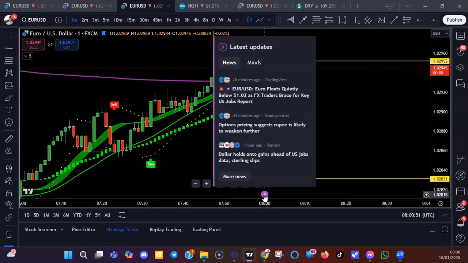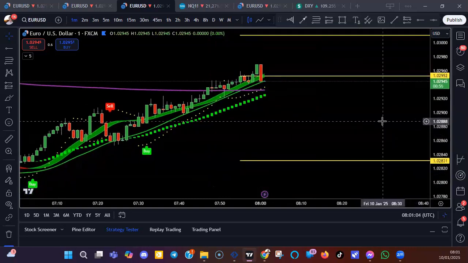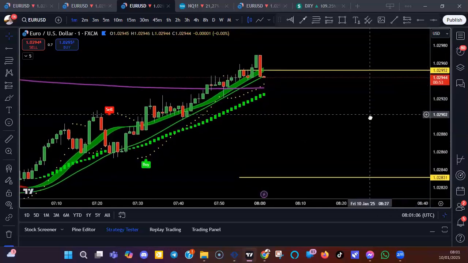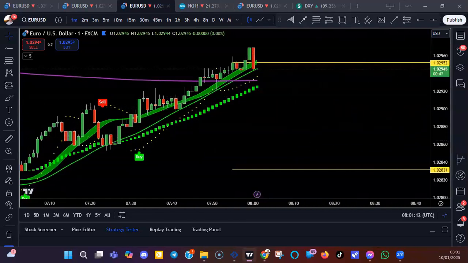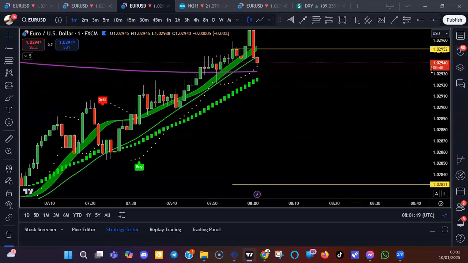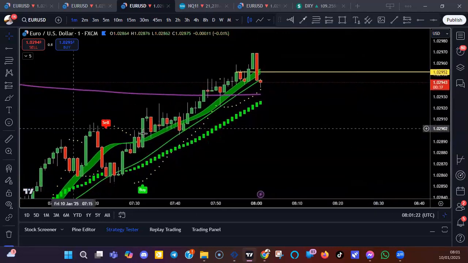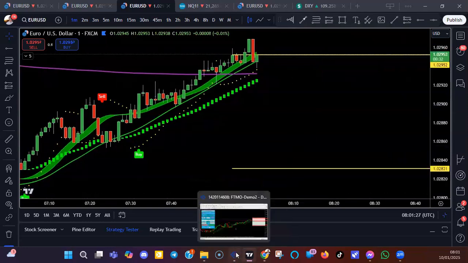What did it say? EURUSD floats quietly below 1.03 as Forex traders brace for key US job report. That'll be at 1:30. So I'm maybe anticipating not a lot of movement until they know whether it's going to be good or bad news for the euro. They may have already factored that in. We don't know. So we're waiting for the next sell alert.